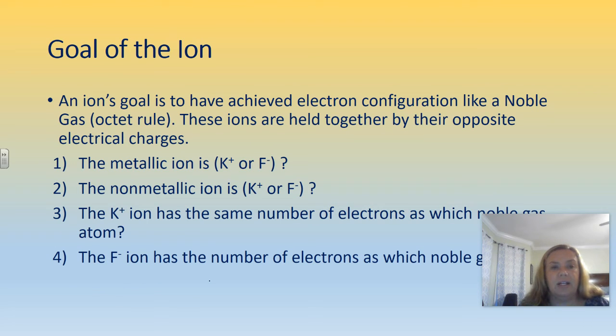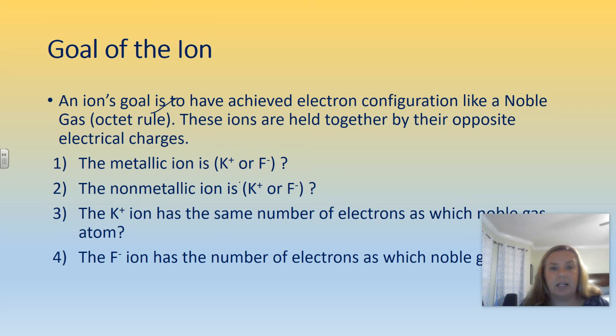The goal of the ion is to have achieved this electron configuration like a noble gas. So remember that octet rule. Octet means 8. These ions are held together by their opposite electric charges. So again, it's more of an attraction and not a force. So let's look at number 1 here.